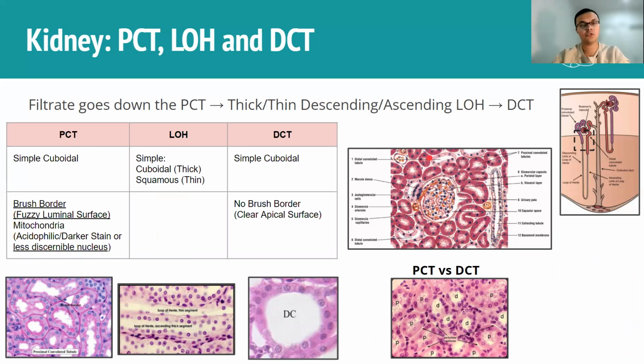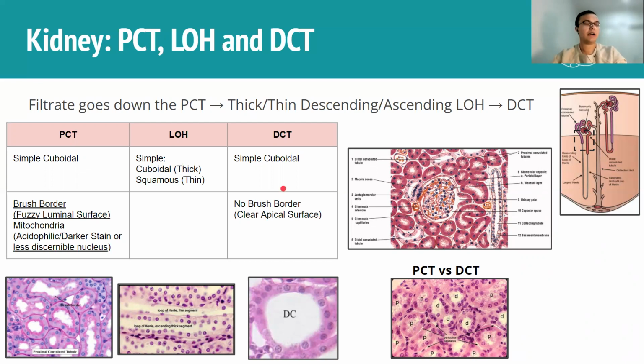So the proximal convoluted tubules, the loops of Henle, and the distal convoluted tubule. So just to remind you, what happens is the filtrate that came out of the glomerulus or the glomerular capillaries into the Bowman space, then drains into the proximal convoluted tubule, goes down the proximal convoluted tubule, down the thick and thin descending and ascending limbs of the loop of Henle, and then up the distal convoluted tubule, and then into the collecting ducts. So we're going to be having a look at that tubular network over here.